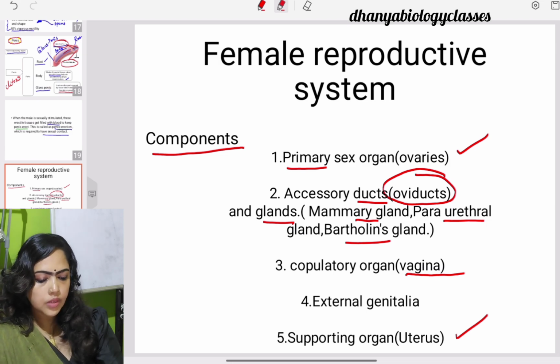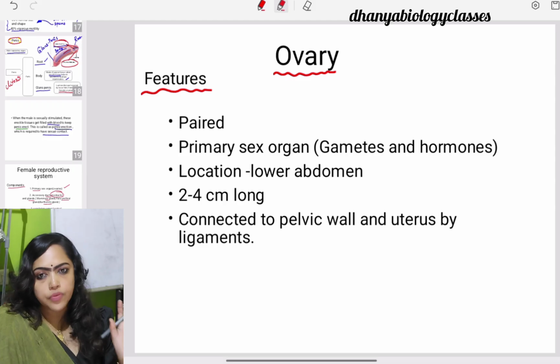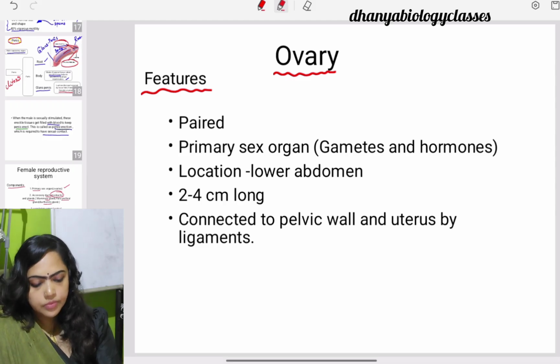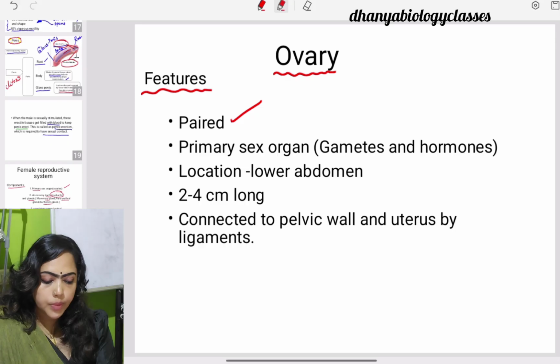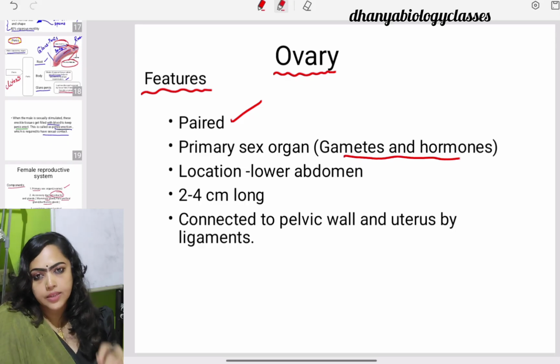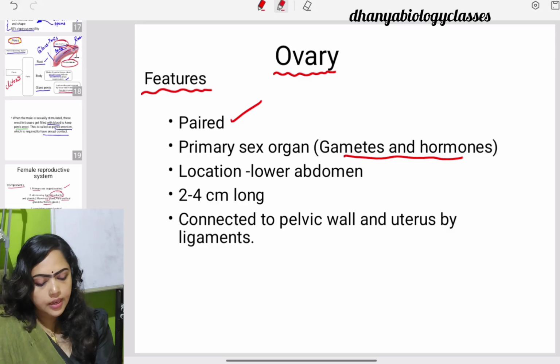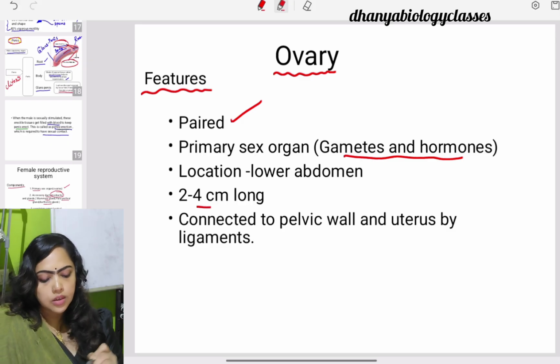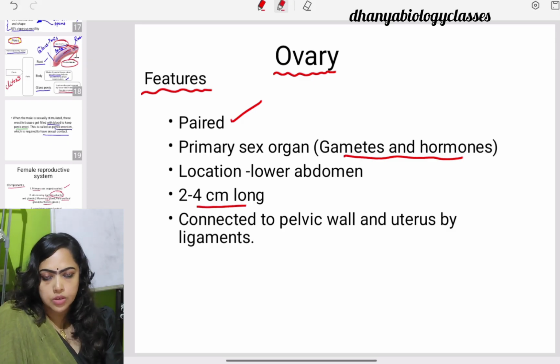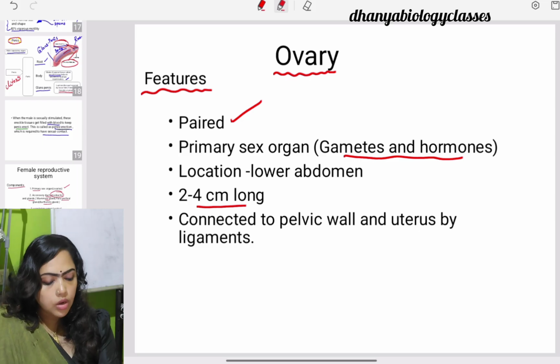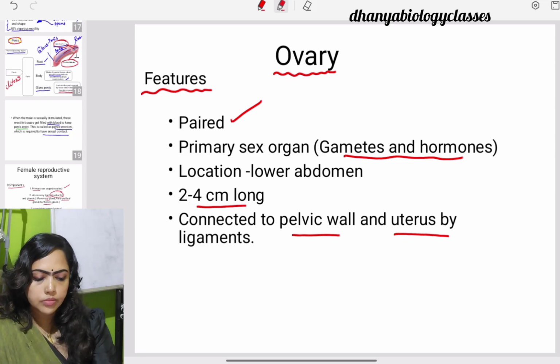Okay. And next is the features of the ovary. It is paired. Then this thing we already discussed. It is the primary sex organ since it is involved in the production of gametes as well as hormones. And then location, lower abdomen. And then length is about 2 to 4 centimeter. And then it is held in position, or it is connected to the pelvic wall and uterus, by what? By ligaments. Okay.